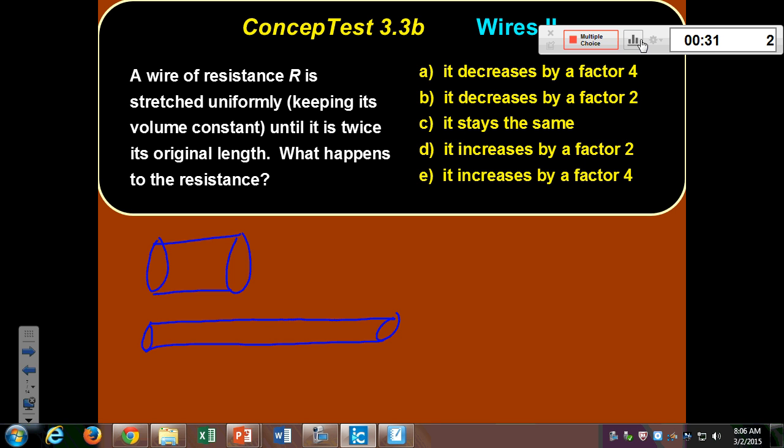I want to know what happened to the resistance of this wire. If the total volume remains constant, the total amount of material in this metal remains constant, then what happens to the resistance? I'm increasing its length by a factor of 2.